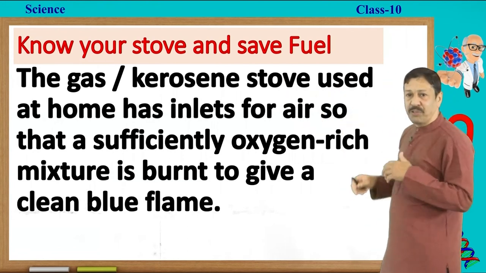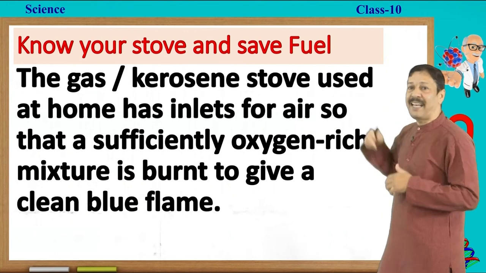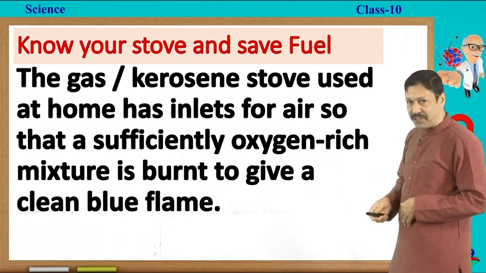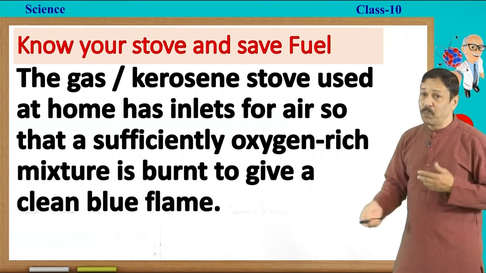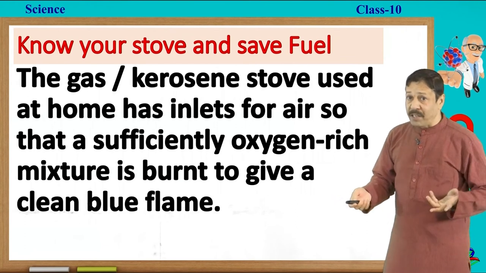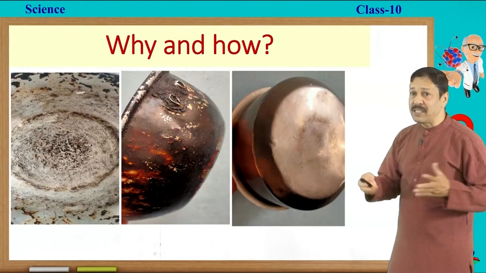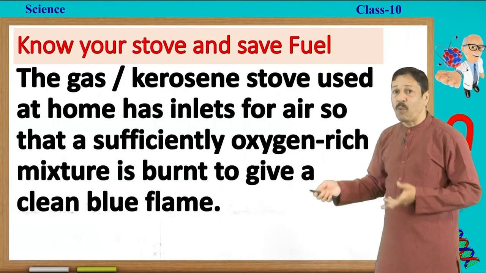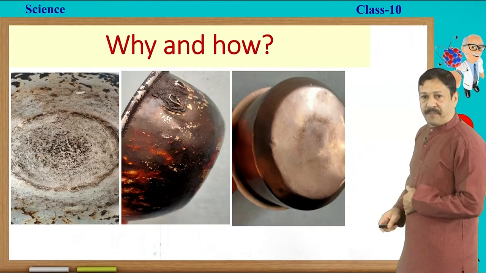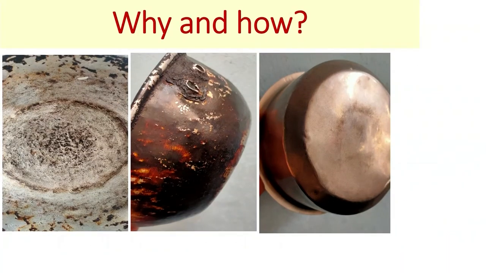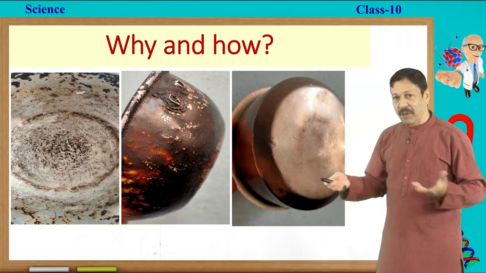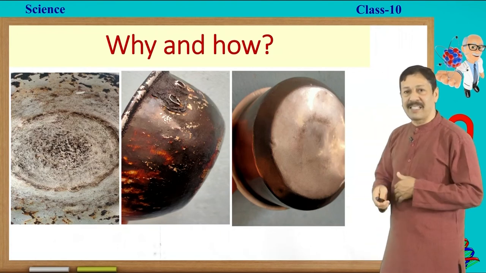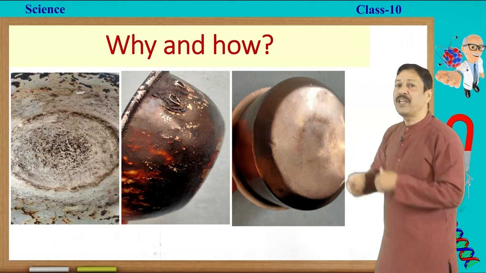The gas or kerosene stove used at home has inlets for this air, so that a sufficient amount of oxygen is available for the combustion to produce a cleaner blue flame. When it is blocked, you will see the yellowish flame you just saw. Now let us see, if it is a yellowish flame, what happens? What is this? Now you understood the reason for this. Because incomplete combustion produces these kinds of black deposits at the bottom of cooking vessels, right?